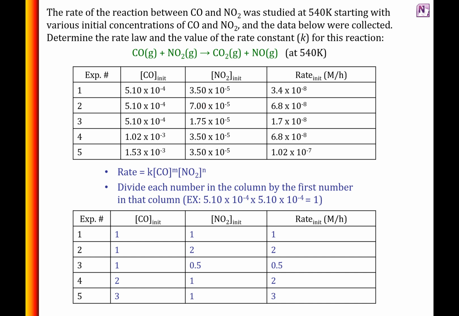So this tells me that for this first 3 set of reactions, I didn't change the concentration of CO. Here I doubled it, here I tripled it. Here I doubled this concentration, here I cut it in half, here I kept it the same, and here I kept it the same.